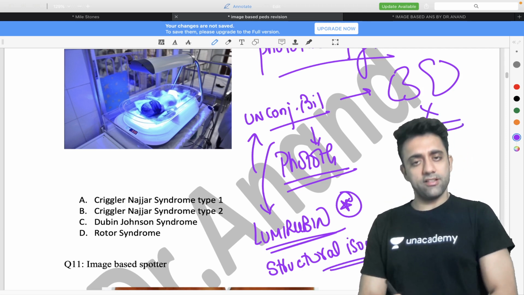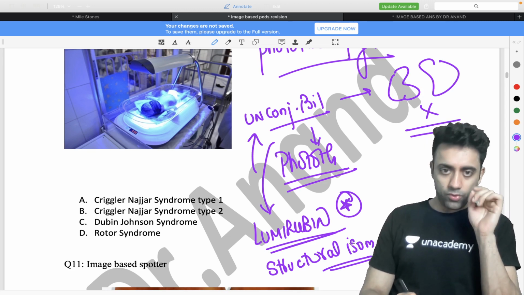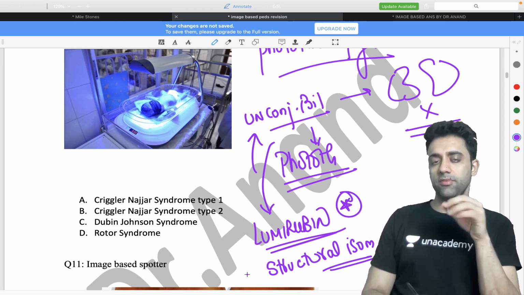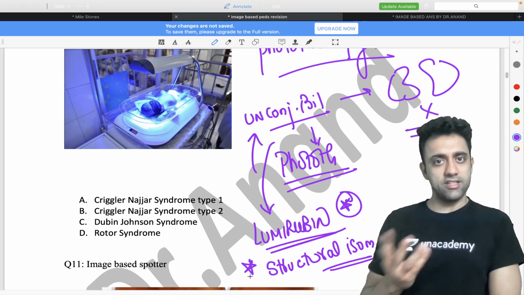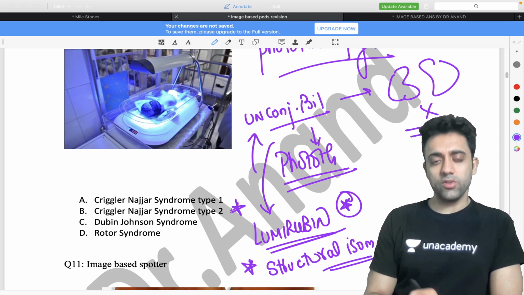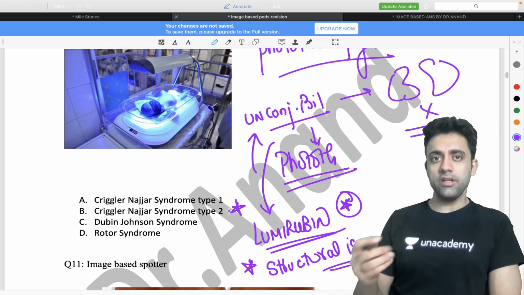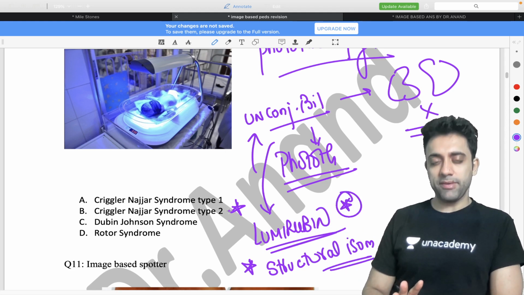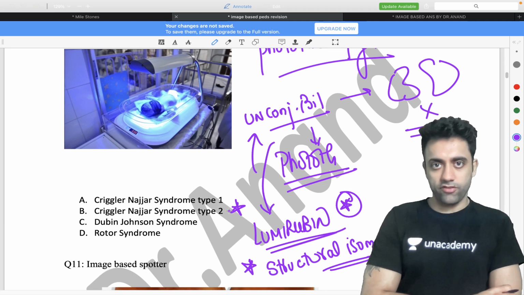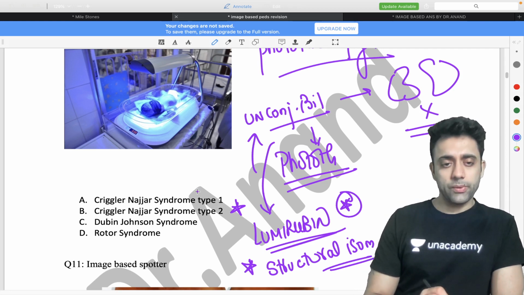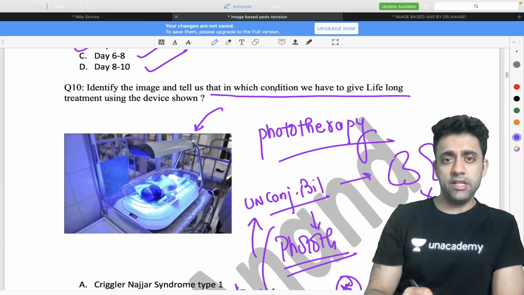You know, right? There are the mechanisms photoisomerization, structural isomerization, and photooxidation. The most important mechanism chiefly responsible for conversion in phototherapy is structural isomerization. That is the first PG question. Second PG question was how does it work? It converts the bilirubin into lumirubin, and then it can be excreted by the kidneys, because normally unconjugated bilirubin cannot be excreted from the kidneys.